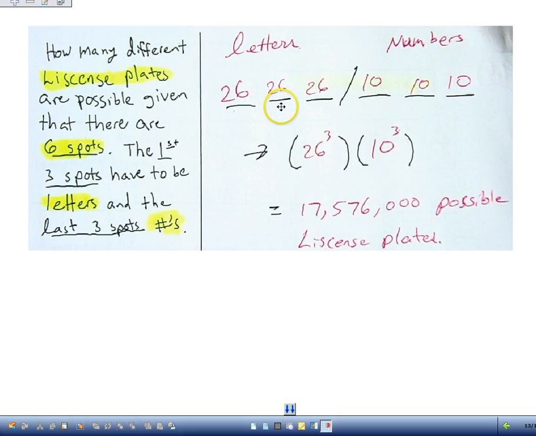The second spot, same thing. So 26 options and 26 options. When it comes to the numbers, for the first space I can use the digits 0 through 9, so that's a total of 10 options, times 10 options, times 10 options. And so I get 26 to the 3rd times 10 to the 3rd, which is equal to 17,576,000. So that's million possible license plates.